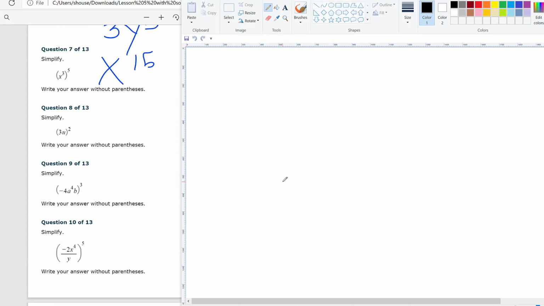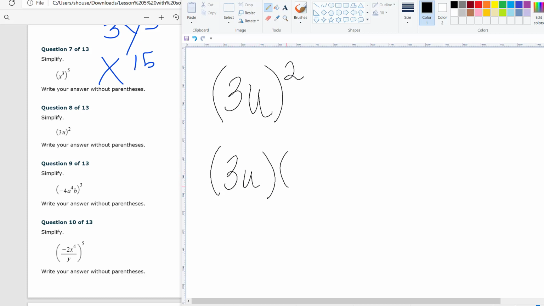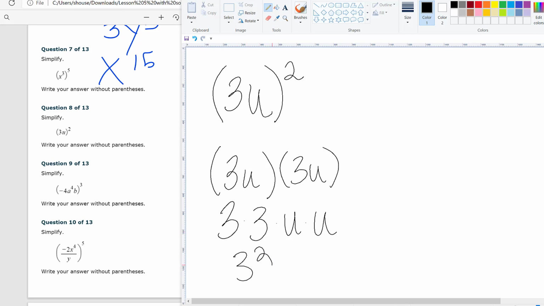Number 8. 3u, all in parentheses, raised to the 2nd power. This would mean take 3u twice, and because it's multiplication, it's commutative, I can rearrange the order, and you'll see I get 3 squared u squared, or 9u squared.